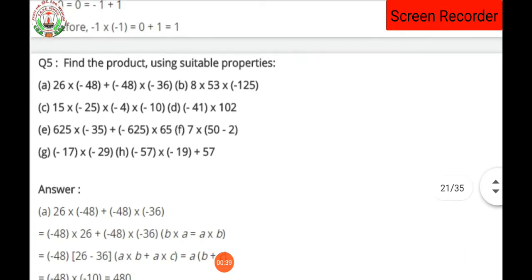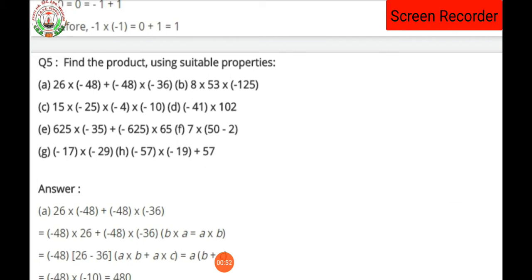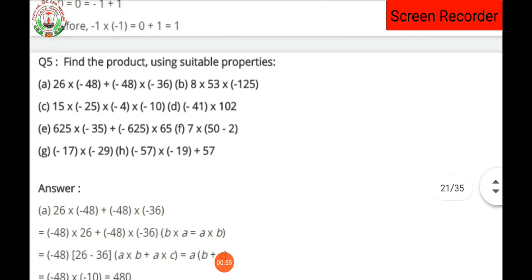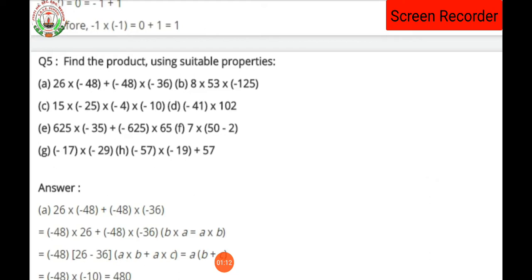In this question number 5 it is said to find the product using a suitable property. So dear students, we had already studied many properties of integers, isn't it? That is, addition, multiplication, subtraction, division, all those properties we had studied under integers. Now using those properties only we have to find the product. So be very careful: since he has said to use the property, we have to use the property and only then solve.